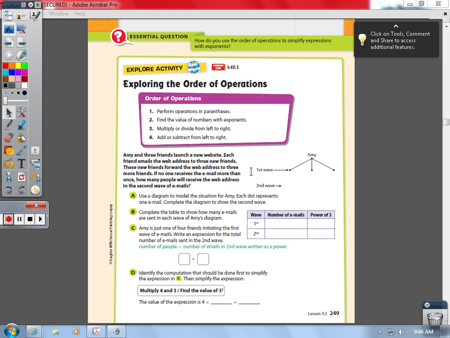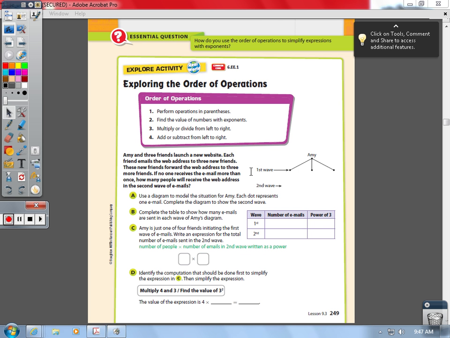Okay, today we are going to work on lesson 9.3, order of operations. When talking about order of operations, the first thing when we come up to a math problem is we want to do whatever's in the parentheses first. Once you've done that, then you'll find the value of numbers with exponents. Then you'll start from left to right and do the multiplication and division. And then you'll go from left to right doing any addition and subtraction.